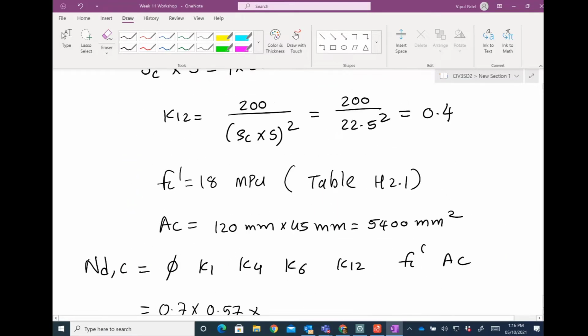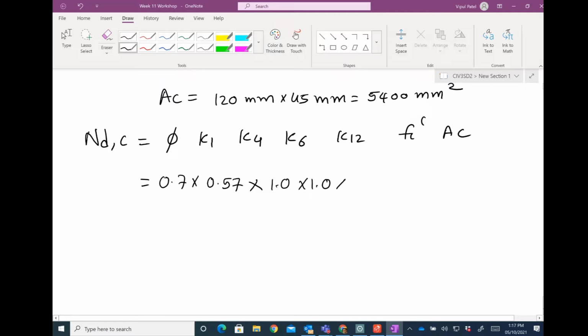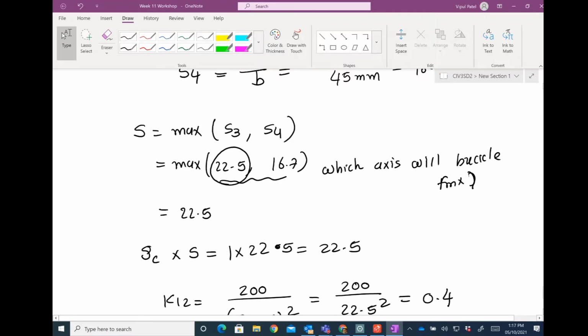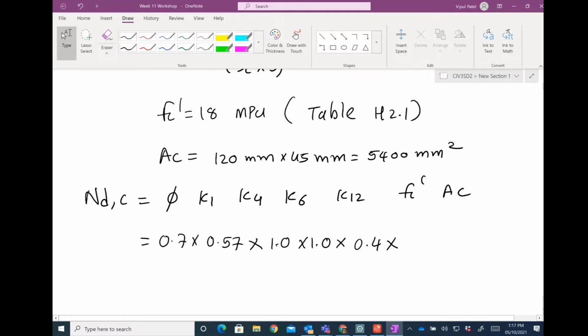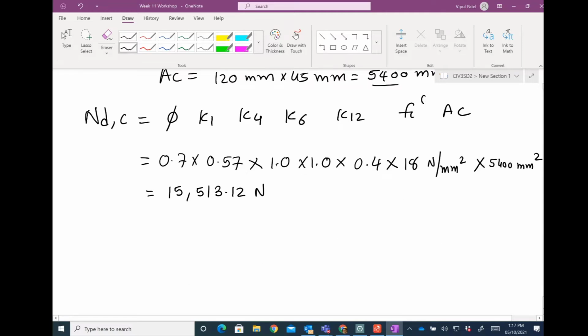So K4 is 1, K6 is 1, K12 we just found, K12 was 0.4, FC dash we found 18 Newton per millimeter square, times AC is 5400 millimeter square. So let's put it in the calculator: 0.7 times 0.57 times 0.4 times 18 times 5400. So you get 15513.12 Newton. That will just give me 15.5 kilonewtons.